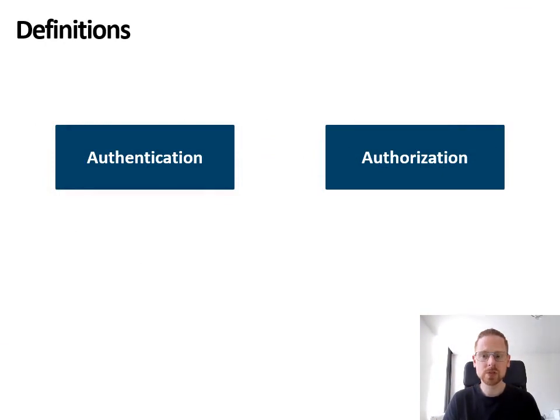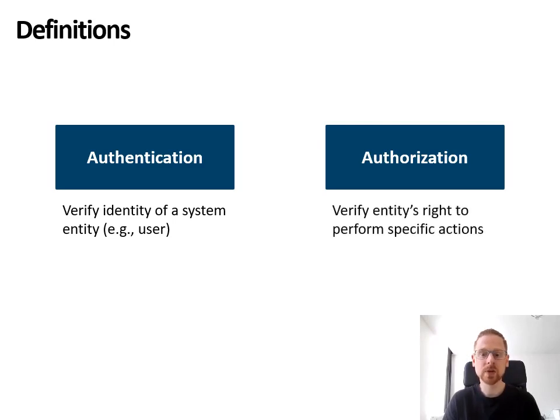Authentication and authorization are actually two very important concepts in system and network security. And although their names may sound similar, they actually have quite different meanings. First, let's take a look at authentication. Authentication will verify the identity of a system entity such as a user. Authorization, on the other hand, will verify the entity's rights to perform specific actions.